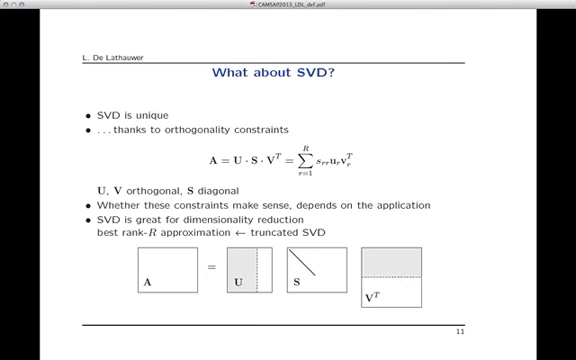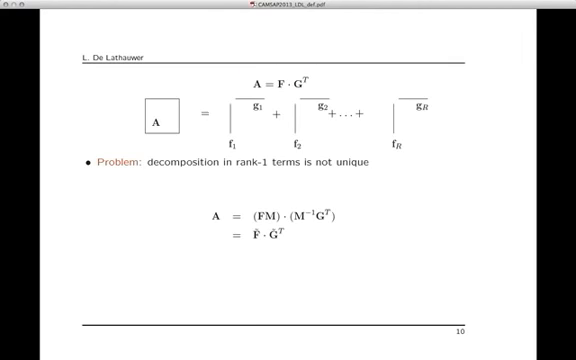Now, what happens in SVD? If we go back here, you have coefficients. These are the singular values, just non-negative values. And now these vectors are the left singular vectors, and these vectors are the right singular vectors. What makes SVD unique is that all these vectors are mutually orthogonal, and all these vectors are also mutually orthogonal.